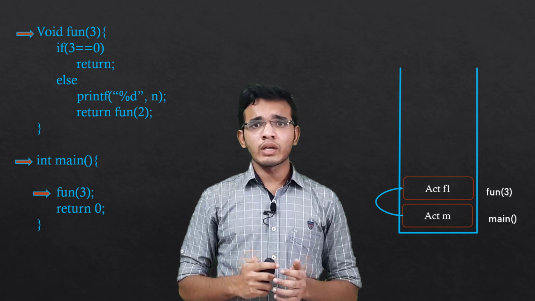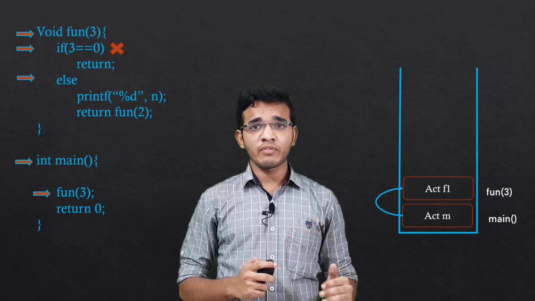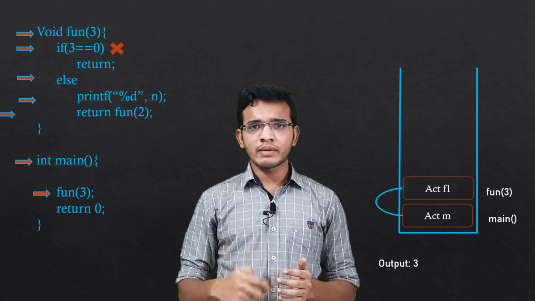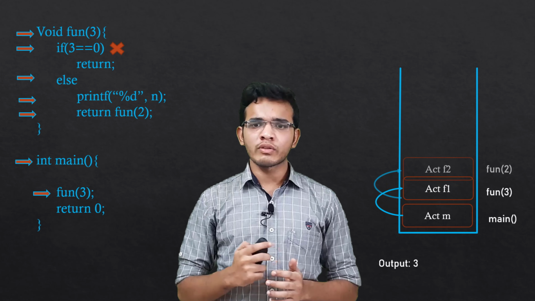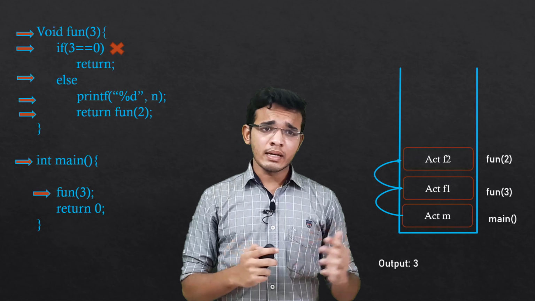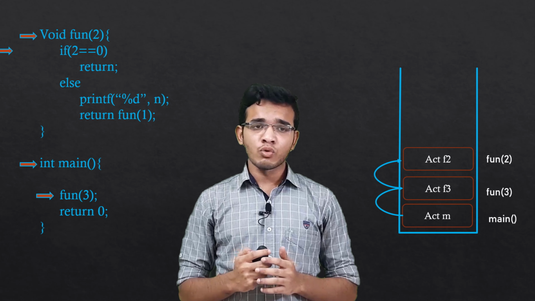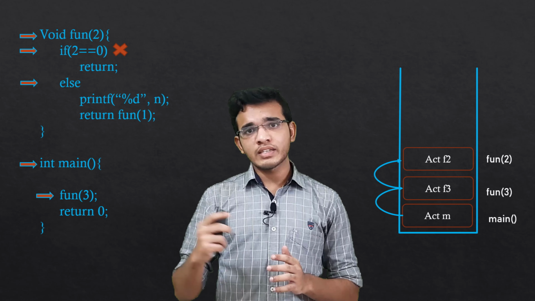Let's analyze the fun of 3 program. If 3 is equal to 0, which is false, the else part gets executed. The first statement of the else part is the printf statement. It gets printed on the screen. The next statement, return fun of 2, gets executed. Fun of 2 activation record is pushed onto the stack. This pattern of analysis goes on: for fun of 2 executed again, 2 is equal to 0, which is false, and the else part gets executed again.